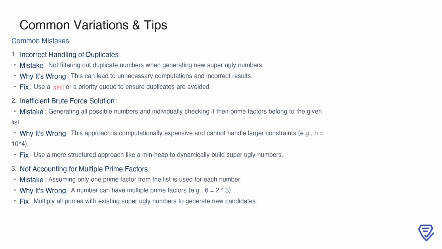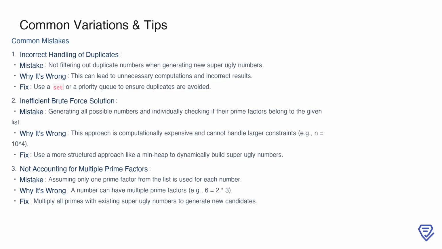Another common issue is relying on an inefficient brute force solution. This happens when all possible numbers are generated, and each one is checked to see if its prime factors belong to the given list. This approach quickly becomes computationally expensive and doesn't scale well for larger values of n, like 10,000. Instead, a more efficient method involves using a min-heap to dynamically build the sequence.